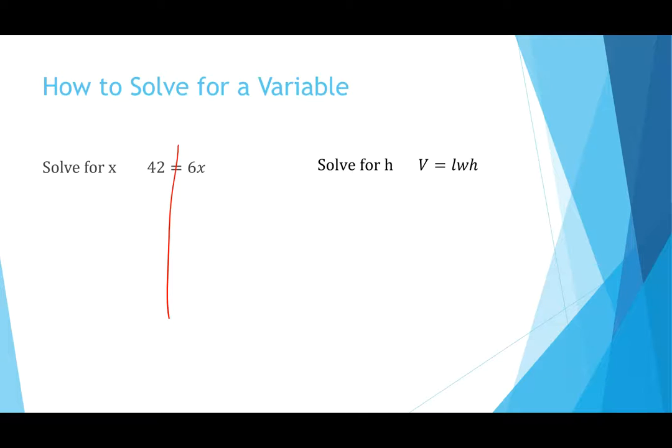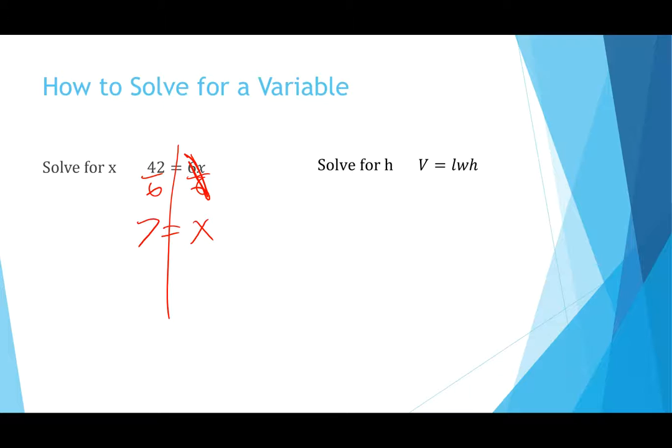If you look at the one on the left, your goal to get x by itself is to get rid of this 6. Because that is 6 times x, to get rid of the 6, we have to do the opposite of 6 times x, which is dividing. Dividing by 6 is the opposite of multiplying by 6. That's what's going to get it to cancel out so that the x is by itself. And on the left side, 42 divided by 6 simplifies to just 7.